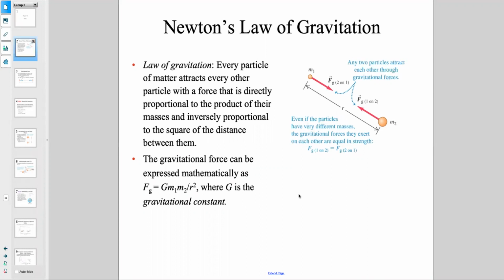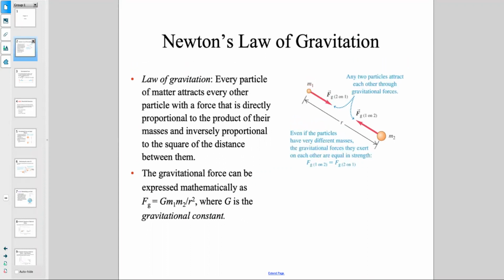So the force is proportional to the product of the mass of the two particles, and it is proportional to 1 over r squared, and this r squared is the distance between the two particles. The gravitational force can be expressed mathematically as F of G, or F of gravity, is G m1 m2 over r squared, where G is the gravitational constant.